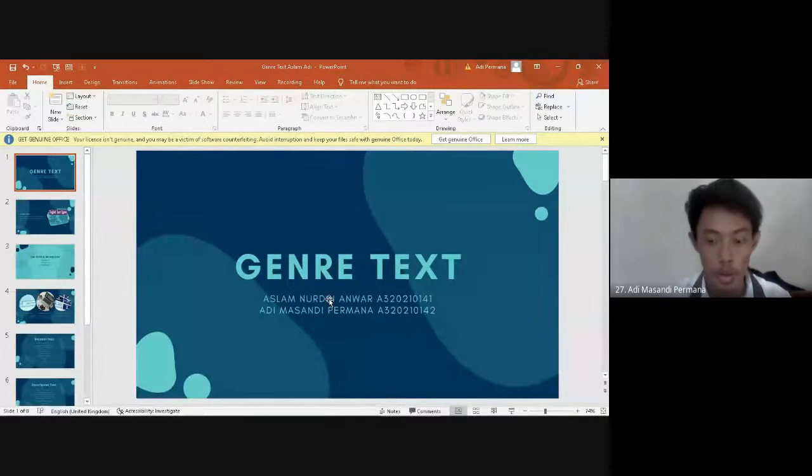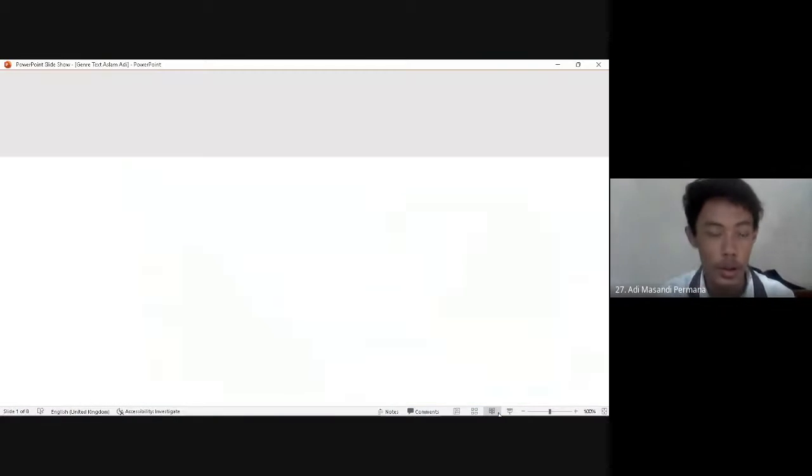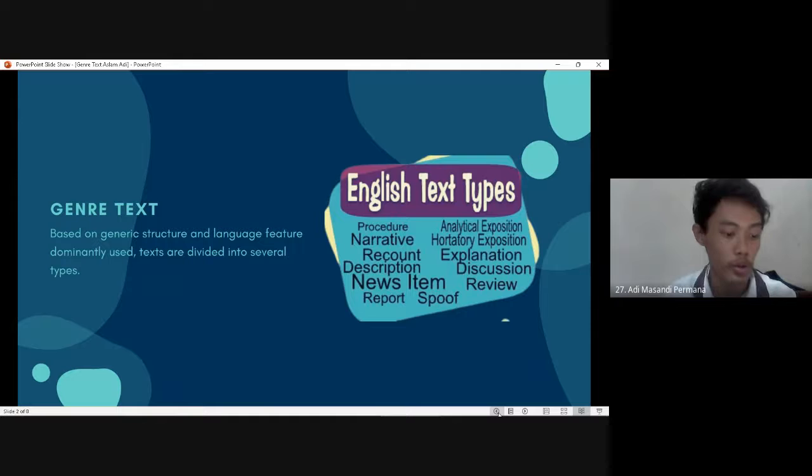So, genre text. First of all, what is genre text? Genre text is based on generic structure and language feature dominantly used, texts are divided into several types, or simply mean type or kind and refers to groups of text that have similarities in form and function. Genres are not prescribed categories but have developed through trials and errors as the most effective way to achieve a purpose. For example, a medium such as web page will combine various genres to achieve its purpose.